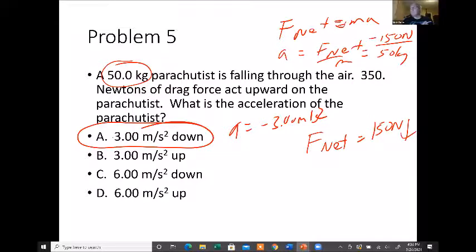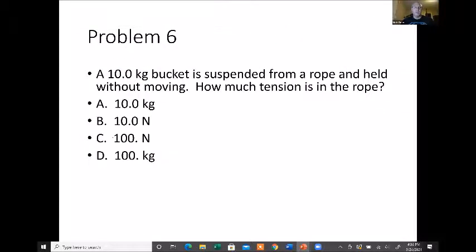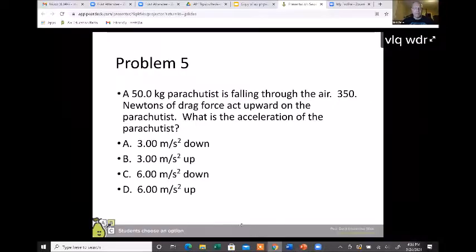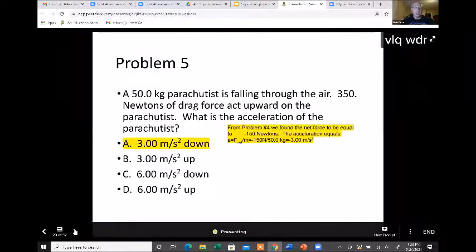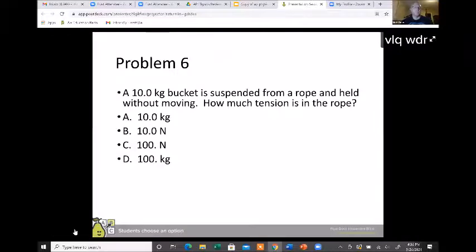All right, I'm going to stop there for a second. Any questions on anything that we've looked at so far? Hopefully this is a review. Anybody have questions so far? All right, well, let's keep going then. So let's go back to our Pear Deck rather. And now I want you to go ahead and attempt question 6. And again, think about a free body diagram.